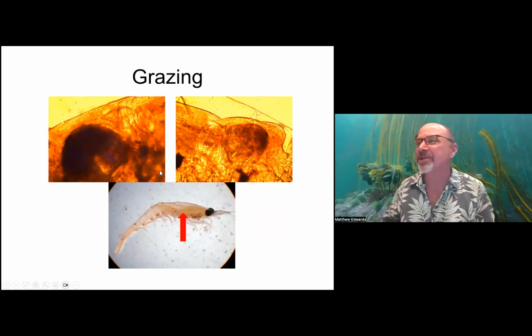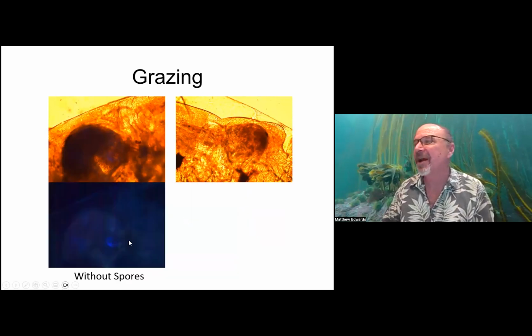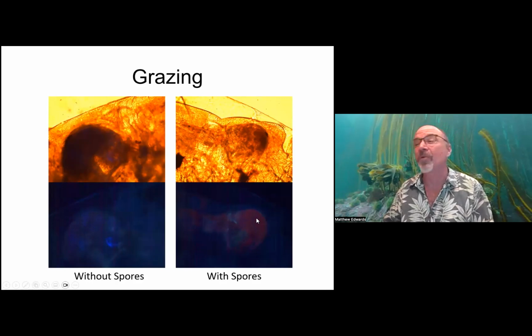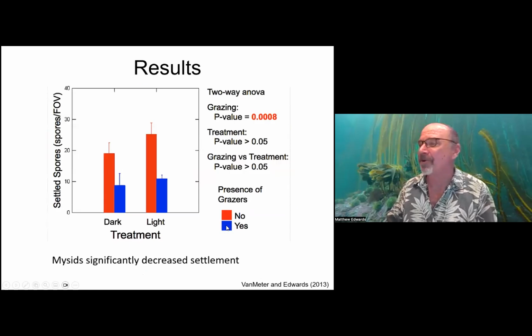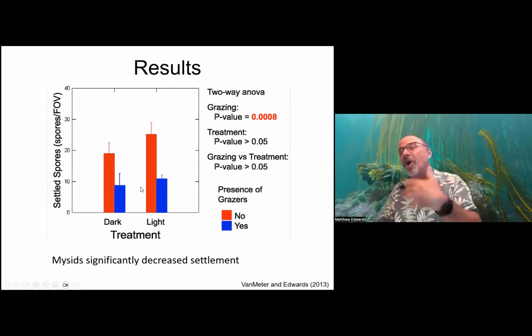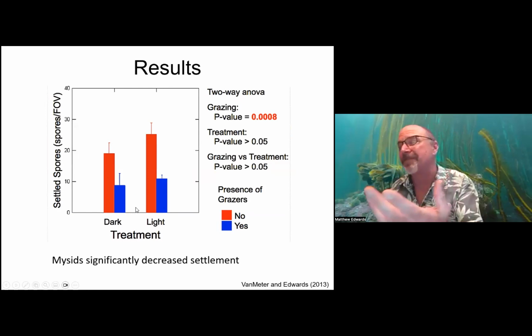And so we can use fluorescence microscopy of their guts here. And the nice thing is, without zoospores, here's a mysid gut that's been starved. Nothing's going on. With zoospores, the mysids are loaded with them. Mysids are grazing zoospores, and more so in the upper reaches. And if you look at settled spores, it doesn't matter if it's dark or light: where there are no mysids, zoospore settlement is high. Where there are mysids, zoospore settlement is decreased. So these zoospores are being grazed by mysids.